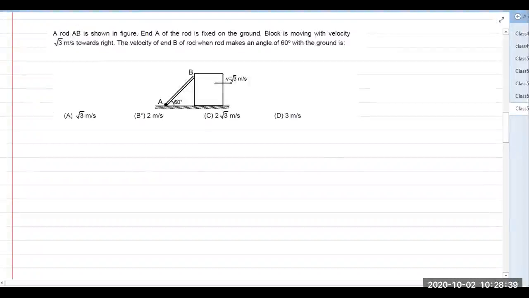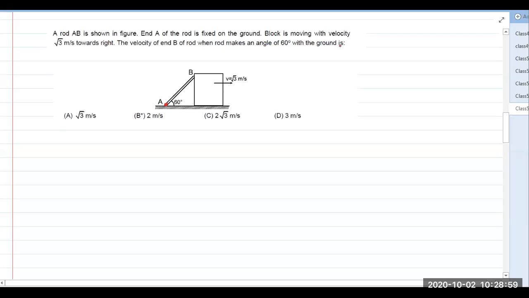Question. A rod AB is shown in the figure. End A of the rod is fixed on the ground, so this is end A, fixed on the ground. The block is moving with velocity √3 meters per second towards the right. So this block is moving with velocity √3 meters per second. Find the velocity of end B of the rod when the rod makes an angle of 60 degrees with the ground.